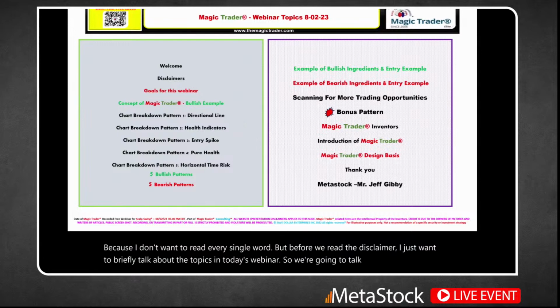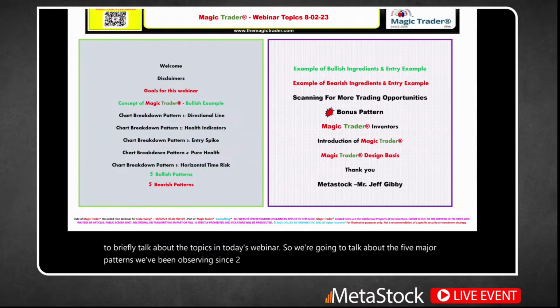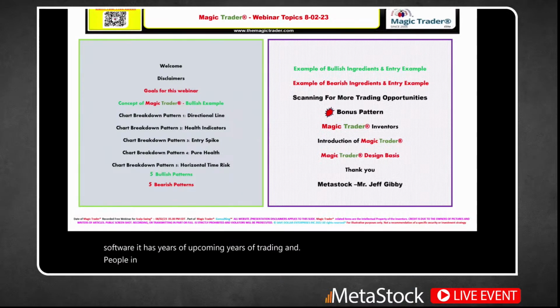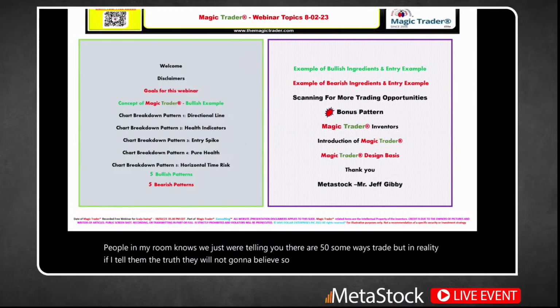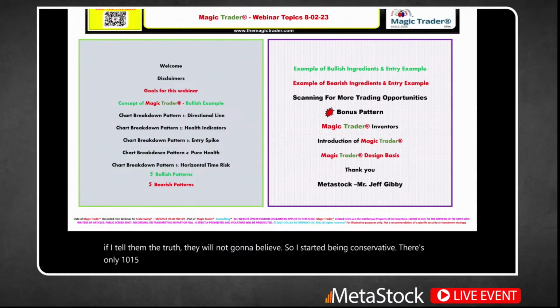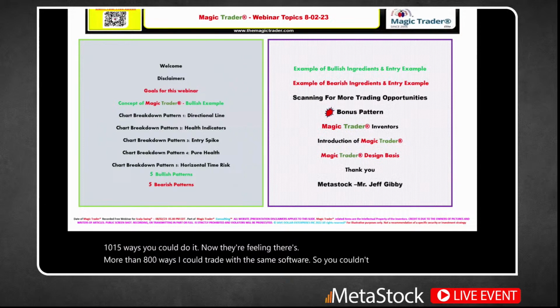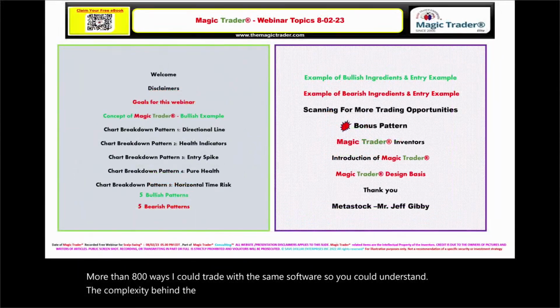So we're going to talk about the 5 major patterns we've been observing since 2006 happening in Magic Trader. Magic Trader is a big software. People in my room know, we were telling them there are 50 some ways you trade. But in reality, if I tell them the truth, they are not going to believe it. So I started being conservative. There's only 10, 15 ways you could do it. Now they're feeling there's more than 800 ways I could trade with the same software. So you could understand the complexity behind the scenes. And this is the fact.